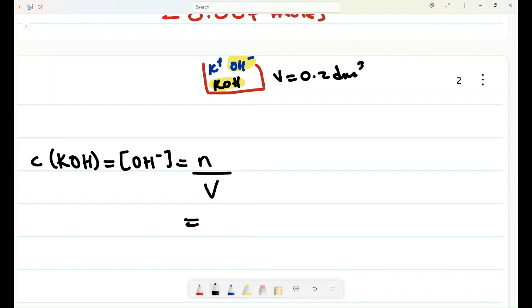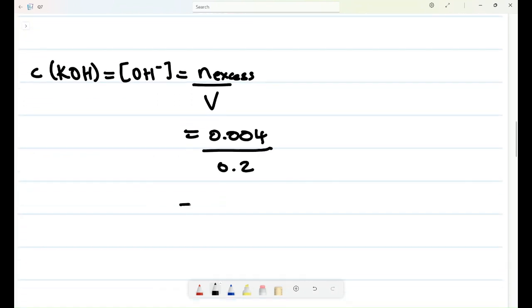What is the number of moles? In this case, remember I'm using the excess. Every time you want the concentration of hydronium ions or hydroxide ions, you use the excess, and the volume of the remainder. So it is 0.004 divided by 0.2, which is 0.02.